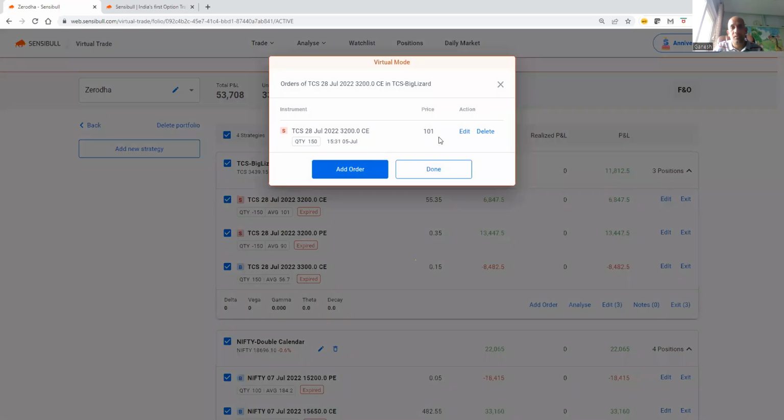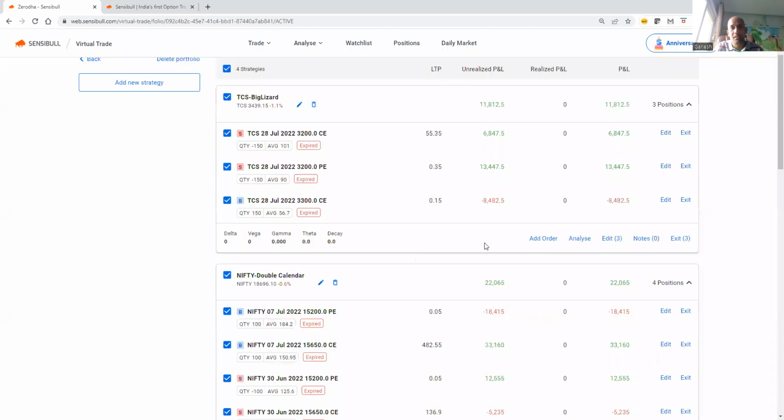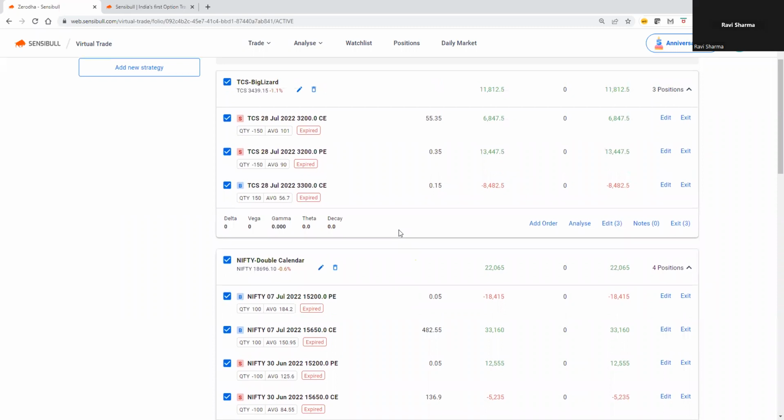So finally, what has happened? All those things I can see, expired. And Nifty double calendar, there is only one problem. After the expiry has happened, we cannot analyze and see the payoff chart, how the trade was started and how it looked at the end of the trade. That is the one problem. You cannot analyze after the expiry has happened. Rest everything is fine. Correct.